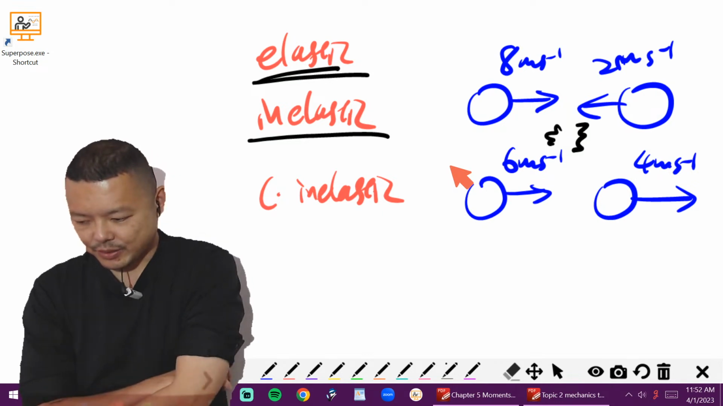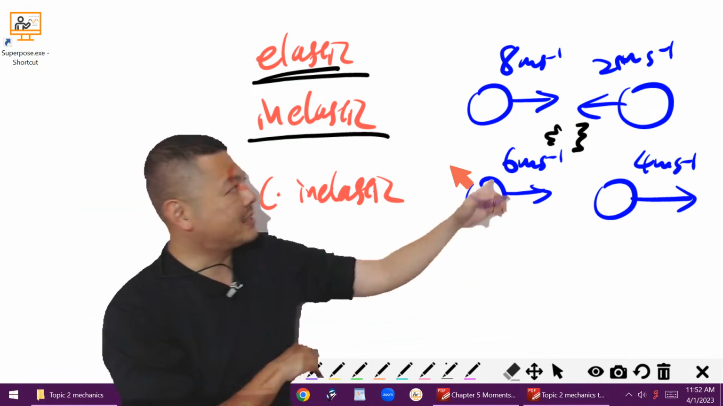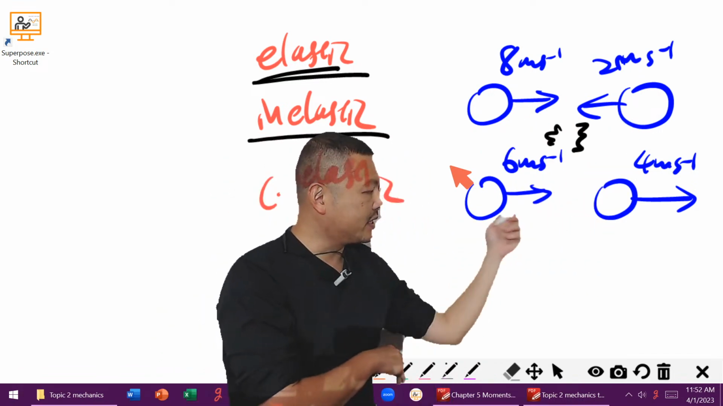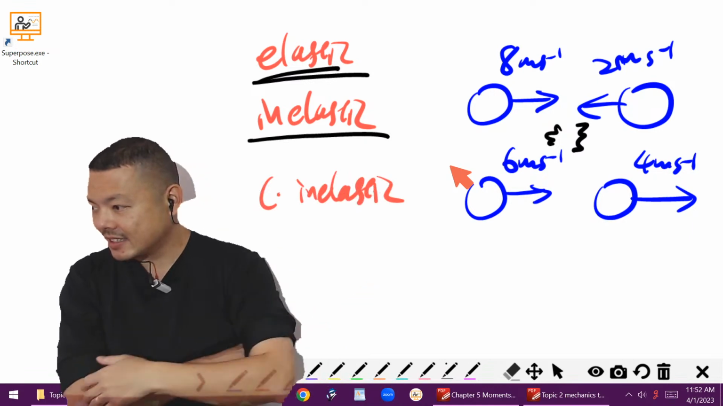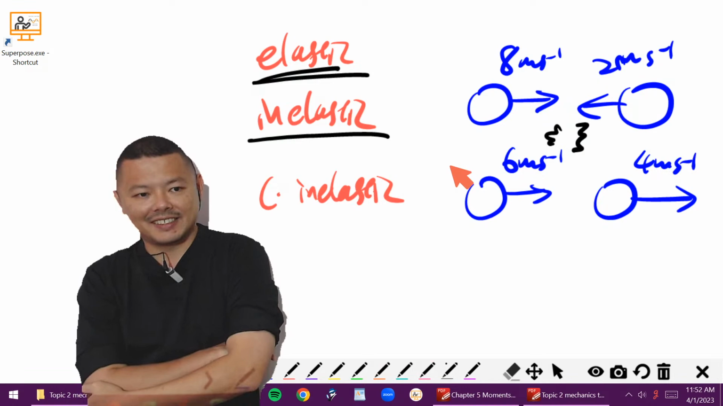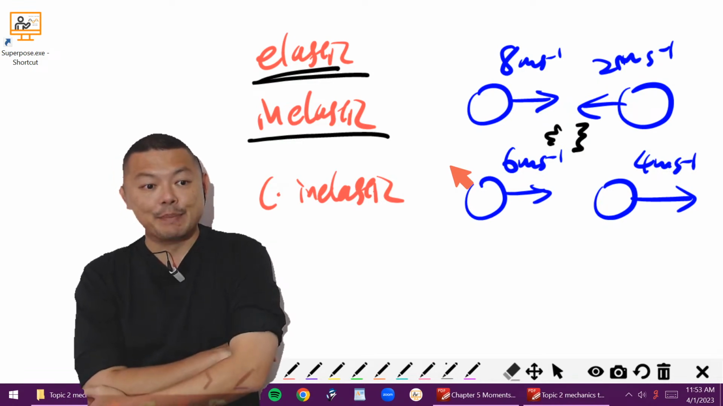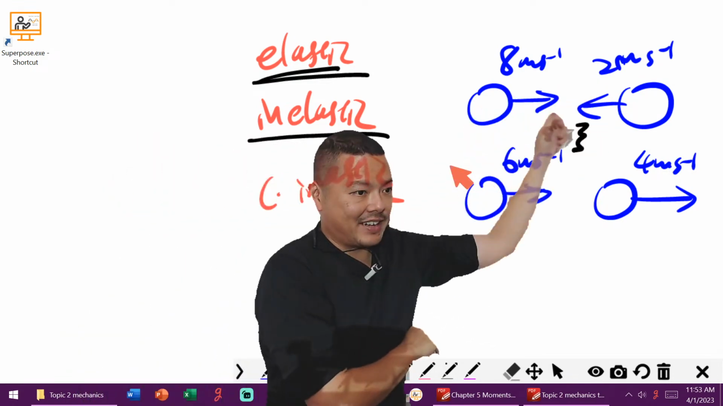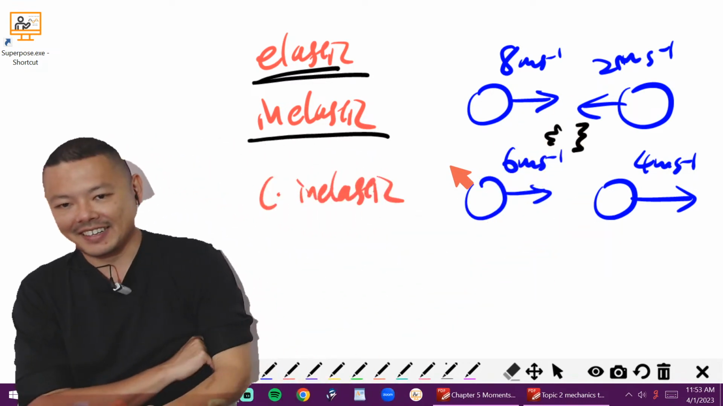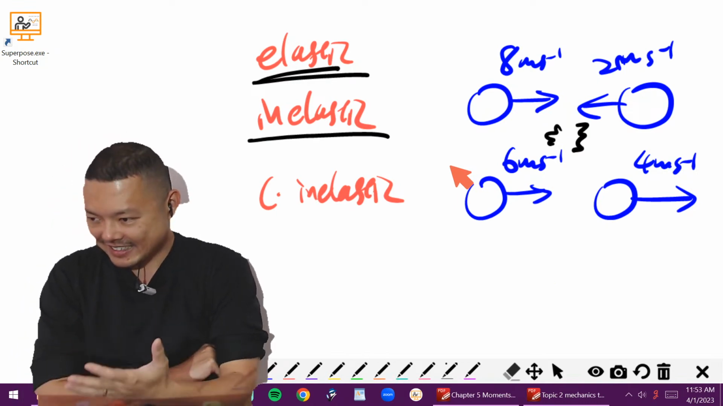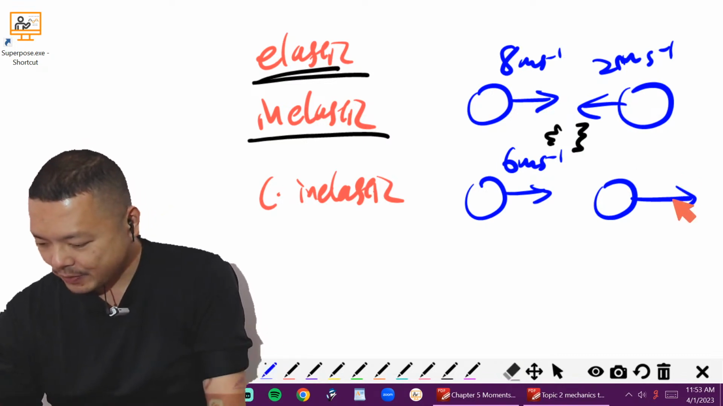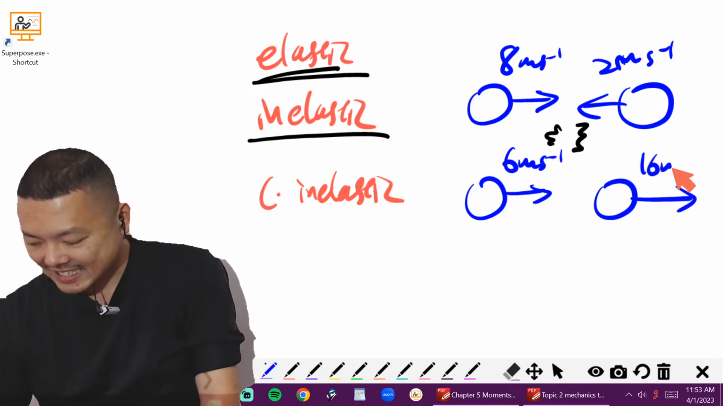Hang on, maybe it's my handwriting. What's the relative speed of approach here? 10. What will be the relative speed of separation here? So actually, I made a mistake, guys. Do you see that I made a mistake? Do you realize that this is impossible? How can you collide already, then after that go on and collide again? Please look at the values. Okay, hang on. Let's change this then. Let's say we make this 16 meters per second.